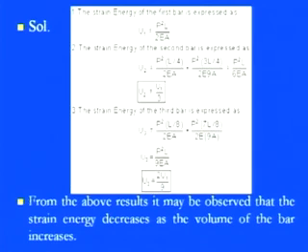From the above results, it may be observed that the strain energy decreases as the volume of the bar increases, and if we want a certain strain energy, we will choose the cross-section of these elements accordingly. So this is the difference between a uniform cross-section bar and a non-uniform cross-section bar.